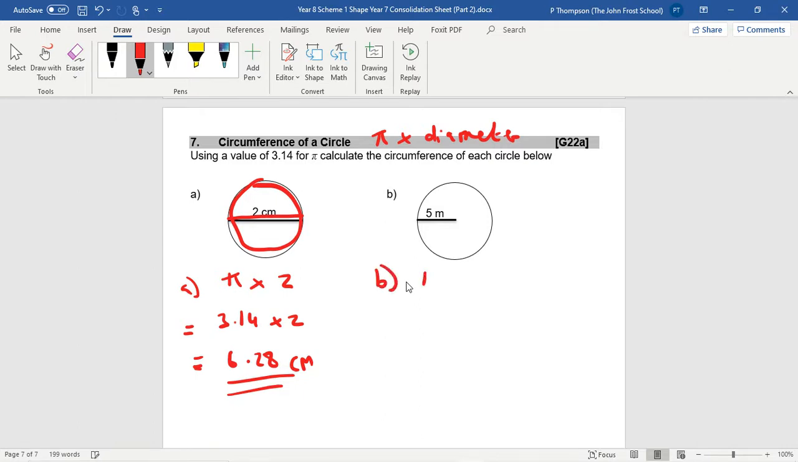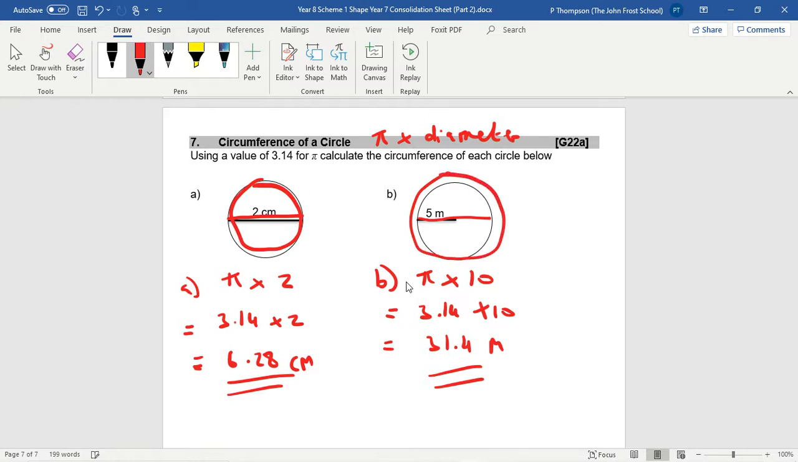Last one then, this one, pi times diameter. Now be careful, okay, because the diameter here, okay, is not 5. It's double 5, which is 10. Okay, so it's 3.14 times 10, which is 31.4 meter squares. Oh, sorry, my fault. Just meters, because remember, circumference means perimeter. So I'm walking around this circle. I'd be walking in meters, okay, not meter squares.